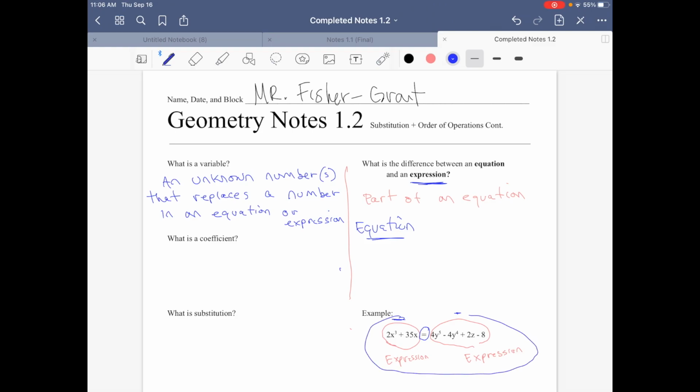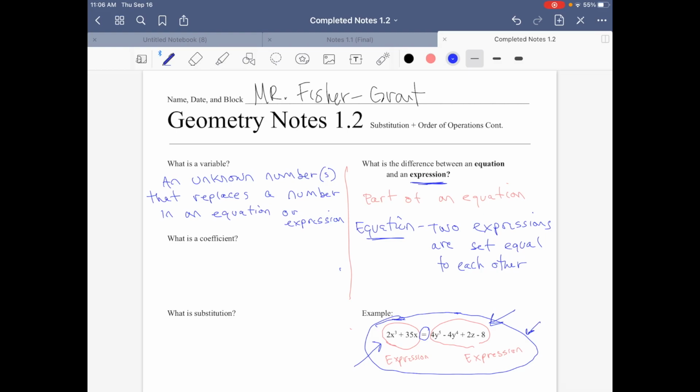So the whole thing is an equation, and one side of the equation is an expression, the other side is also an expression, but the whole thing is the equation. So an equation is when two expressions are set equal to each other.